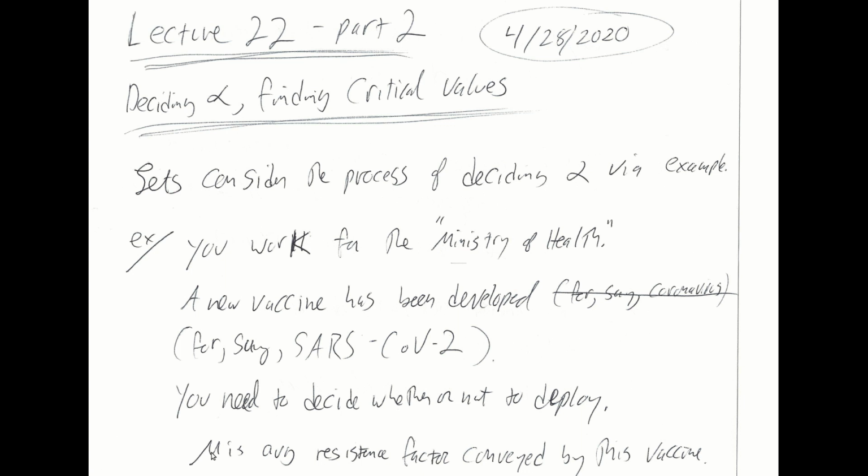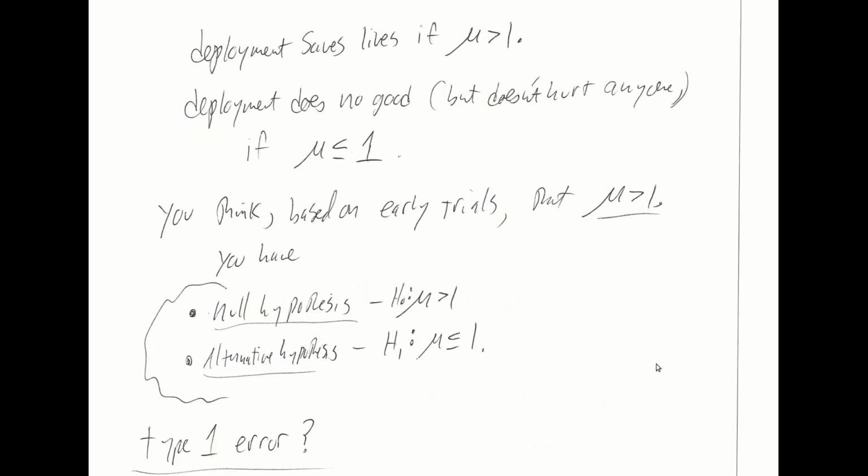Let's say that mu is going to be a population parameter associated with this new vaccine, and mu is going to be the average resistance factor conveyed by this vaccine. And this can get a little bit complicated. The upshot of what I'm saying is that we will save lives. This vaccine will save lives if mu is greater than 1, and it's not actually going to help if mu is less than or equal to 1.